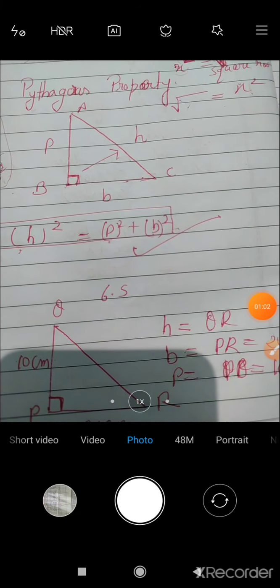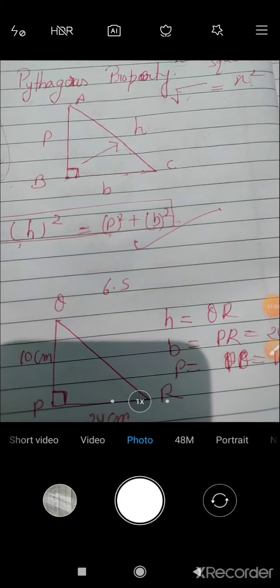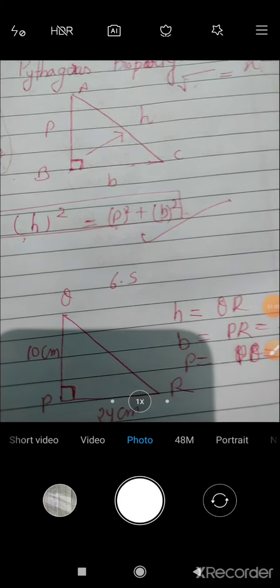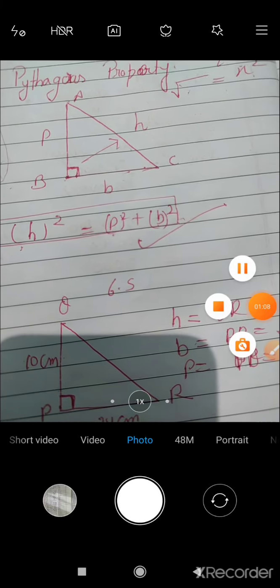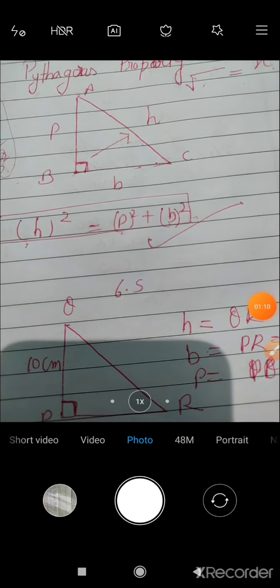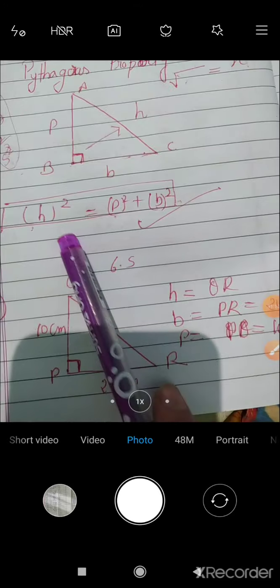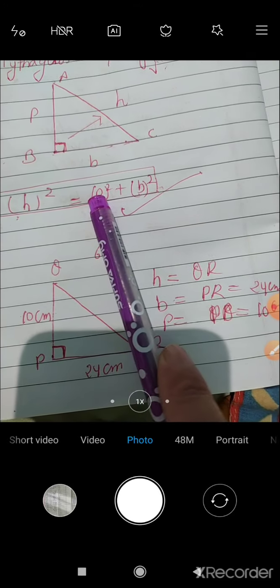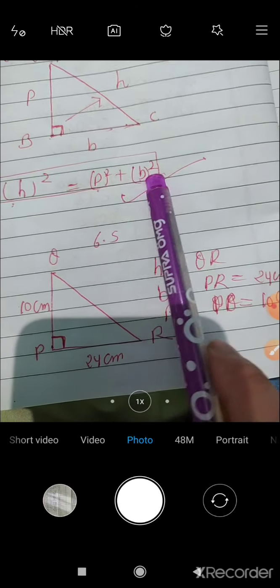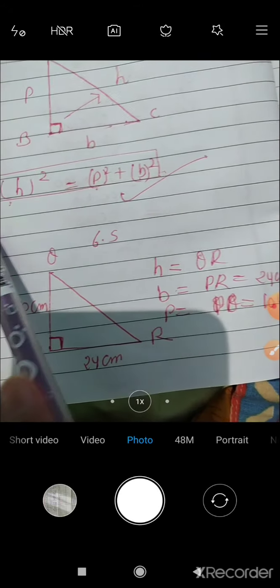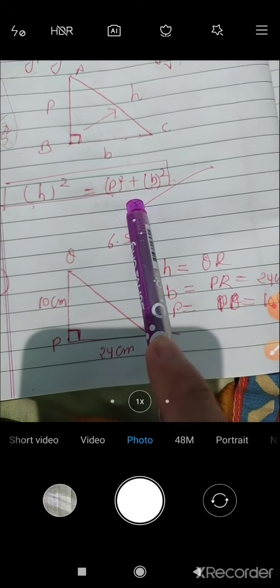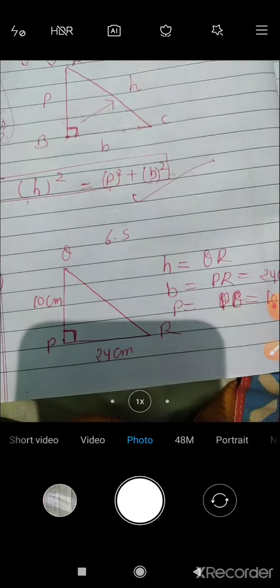Now move to the next topic, Pythagoras property. This property is applied on right angle triangles. According to the Pythagoras property, the square of the hypotenuse is equal to the square of the perpendicular plus the square of the base. Now we will use this property for solving exercise 6.5.